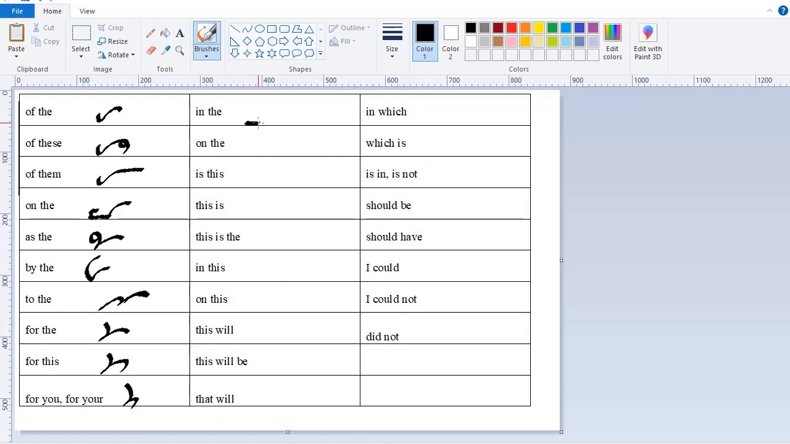"In the," we have "in," and then "the." "On the," we have "on," and then "the." "Is this," we have "is," and then "this." "This is," we have "this," and then "is." "This is the," we have "this is the."